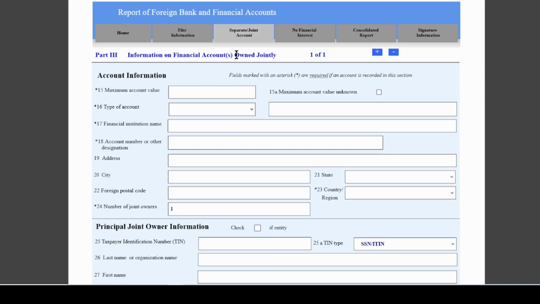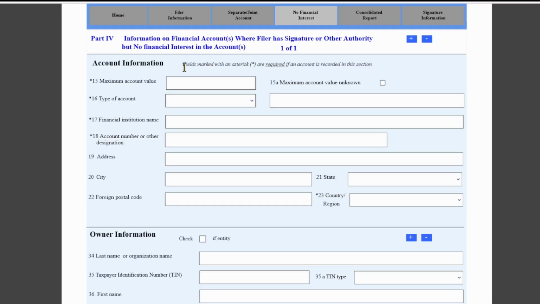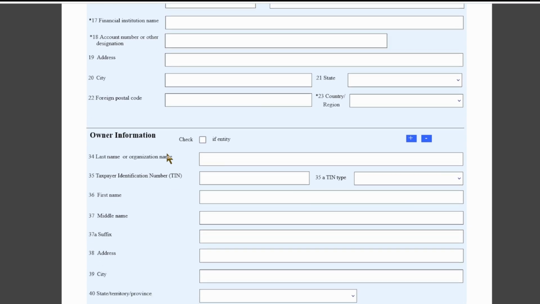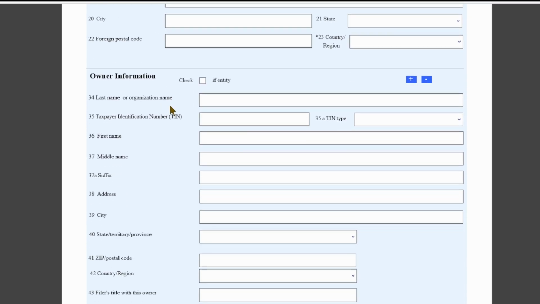Okay, so if the joint accounts part doesn't apply to you, then skip part 3. Part 4 is also something that probably doesn't apply to most people, but it's information on financial accounts when the filer has signature authority, but no financial interest in the account. It's the same information on the account, the maximum value, the type of account, and where it is. The only difference is the owner information.